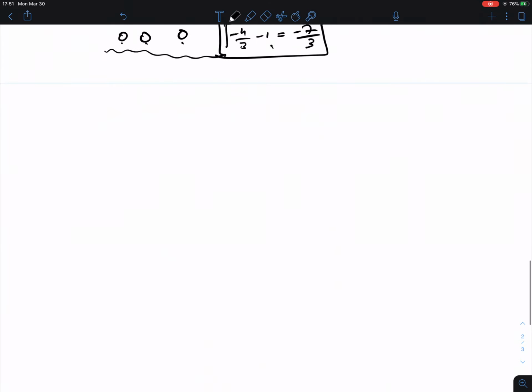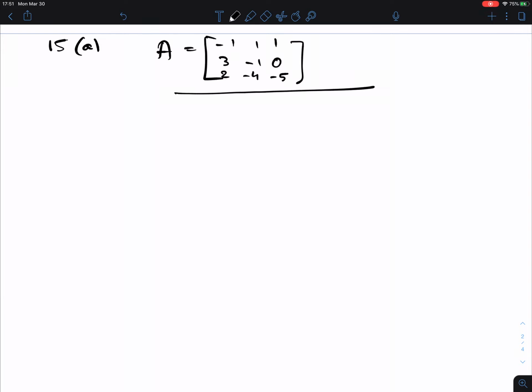And then that's the last question. Let me go a bit quicker on this one, 15a. The question is now, find an equation for the solution space. And the solution space is the matrix given: minus 1, 1, 1, 3, minus 1, 0, and 2, negative 4, negative 5. All right, so what's the solution space of this thing? So what we need to do is just row reduce and find the general solution.